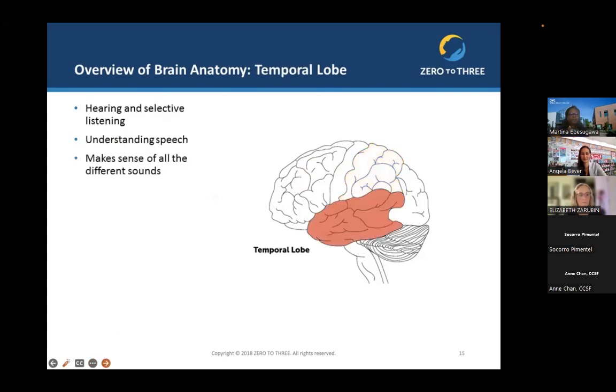The other thing that's important is the temporal lobe. This is where we have hearing and selective listening, understanding speech, and making sense of all different sounds. And this is based on the sensory processing of our auditory processing from our ears. And so one of the things that's really important is that children can have auditory processing challenges, as well as, we've been talking a little bit about the occipital lobe, which processes the vision. They can have vision processing challenges. All of these different challenges can affect how behavior is communicated in the classroom or at home.